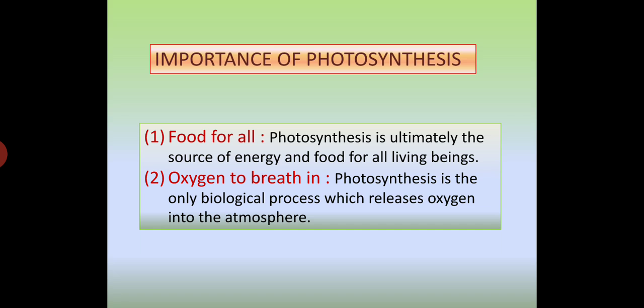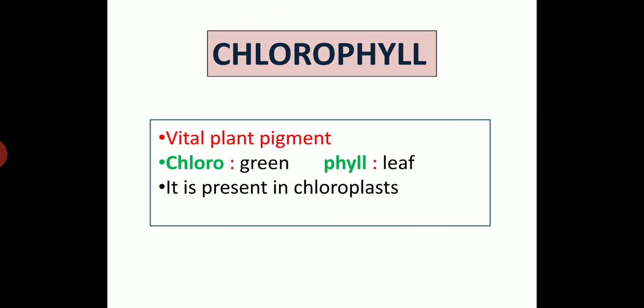Clear? Now we will know about chlorophyll. What is chlorophyll? Chlorophyll is a vital plant pigment. It's a very important plant pigment. The word chloro means green and the word phyll means leaf. That means chlorophyll means green leaf or green plants. And this chlorophyll pigment is very much required for photosynthesis because it absorbs sunlight. So for that reason, this pigment is very much required for photosynthesis.